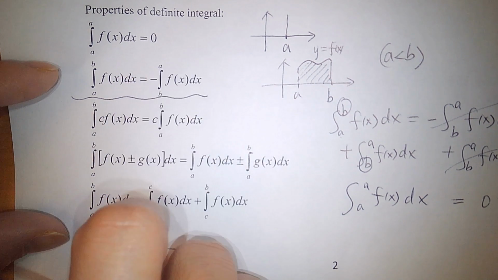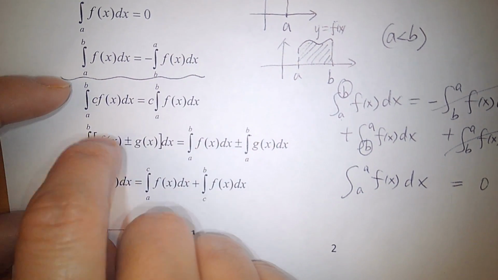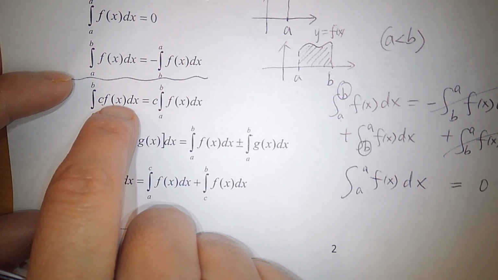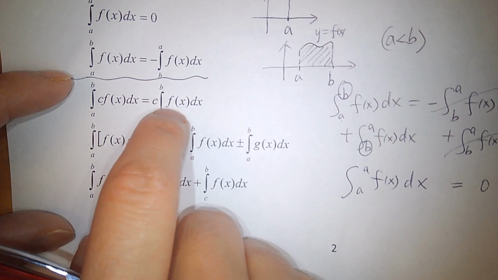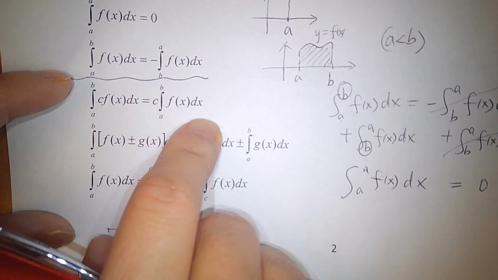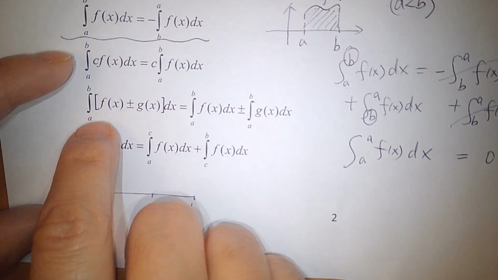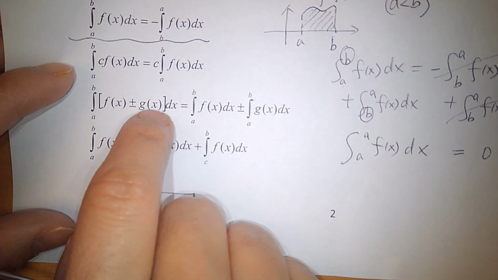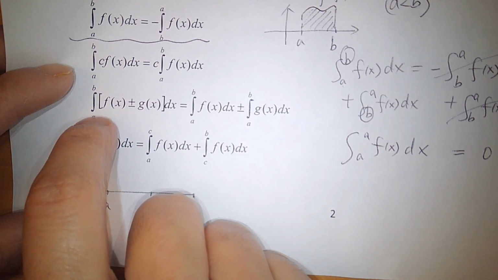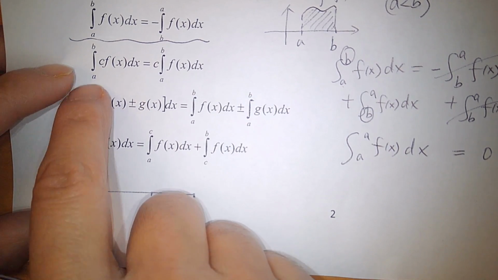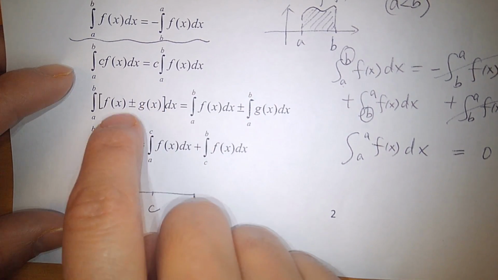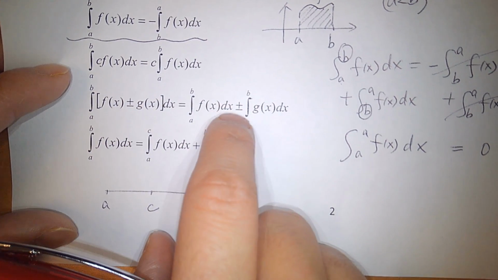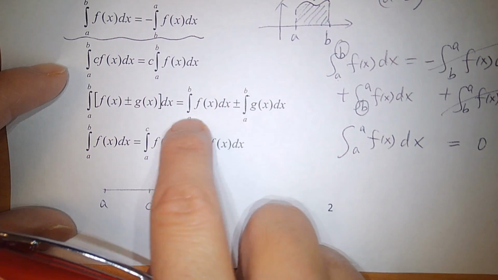This property is telling us that if we have a constant c times f of x, we can move the c in front of the definite integral. And here, if we have a sum or difference of two functions with the same limits, or endpoints, a to b, we could split these two functions into two integrals.